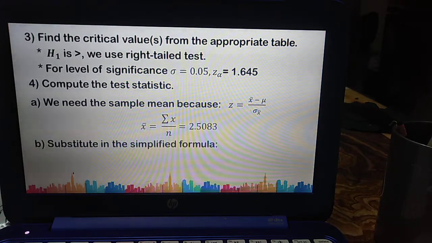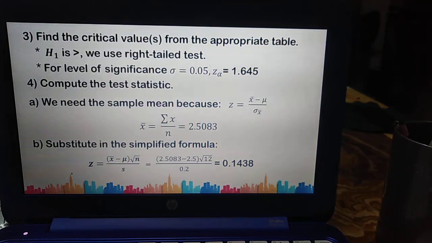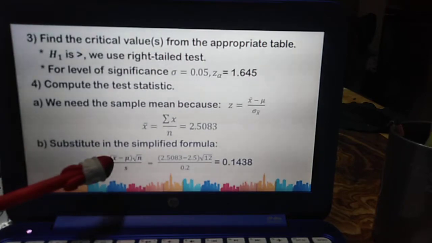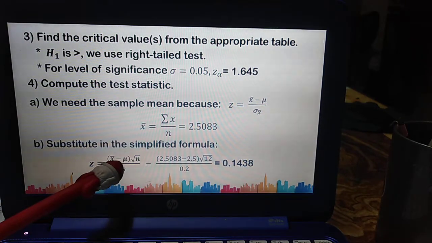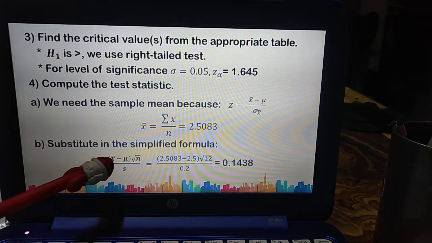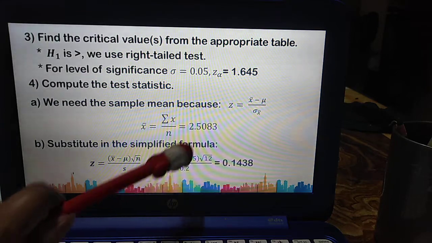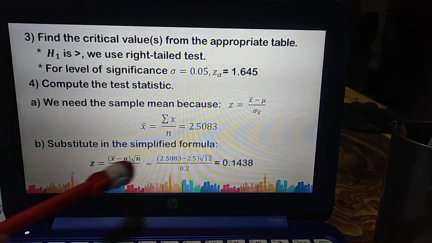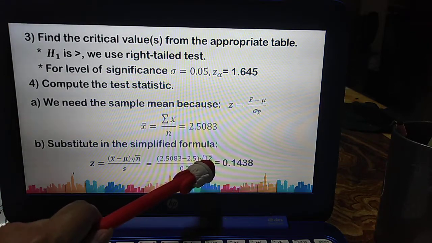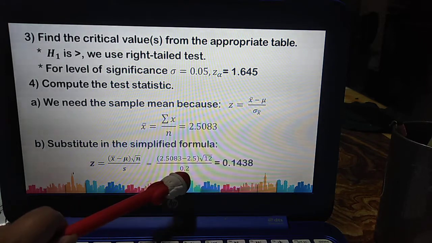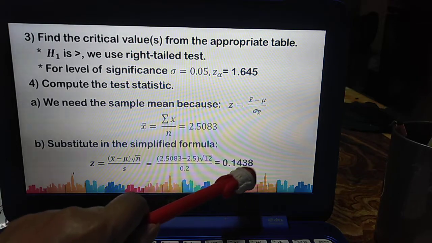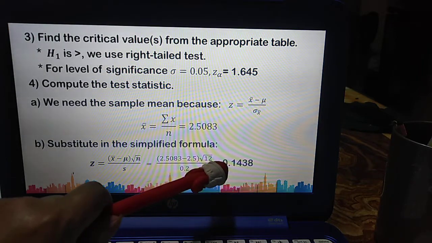Now, we substitute these values into our simplified formula. Our test statistic is equal to the sample mean, which is 2.5083, minus the population mean, which is 2.5, multiplied by the square root of 12, which is the number of babies, divided by 0.2, giving us 0.1438.